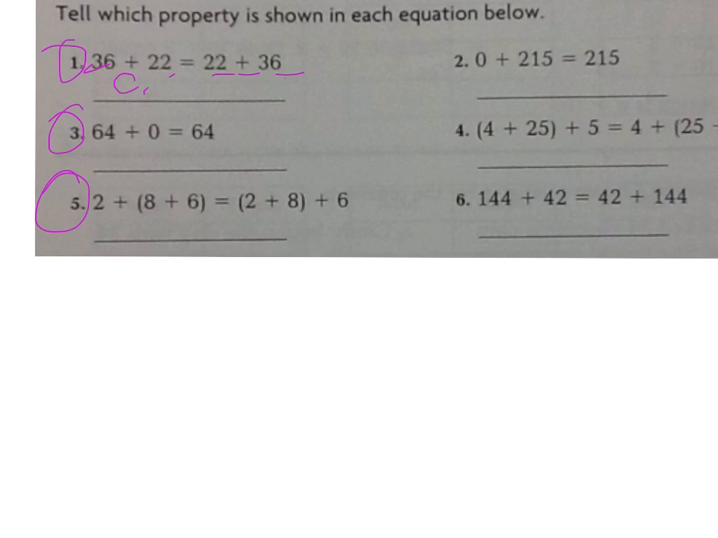What would the answer to this problem be? That would be 58. Good. Look at number 3. Number 3 says 64 plus 0 is 64. So what is that property? That's simple. That is the identity property. 64 does not lose its identity. It keeps its identity when it's added to 0.